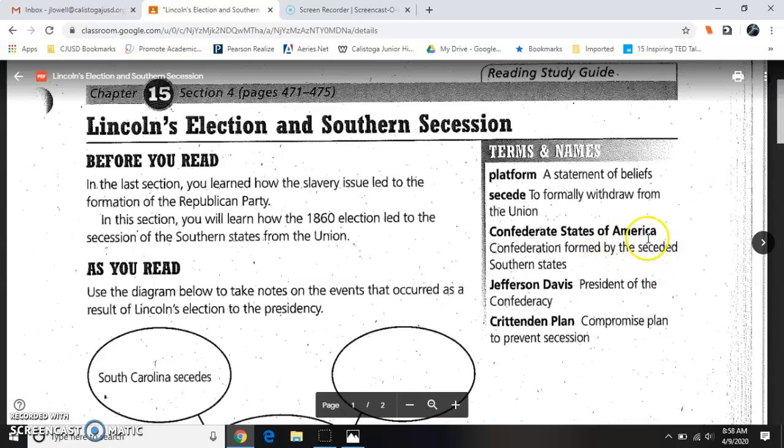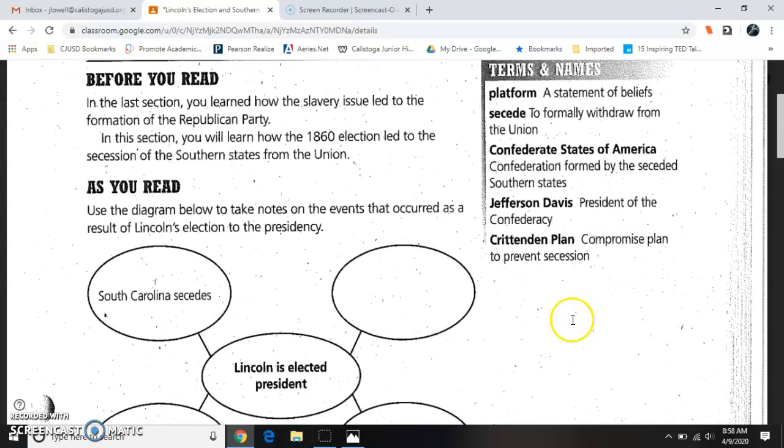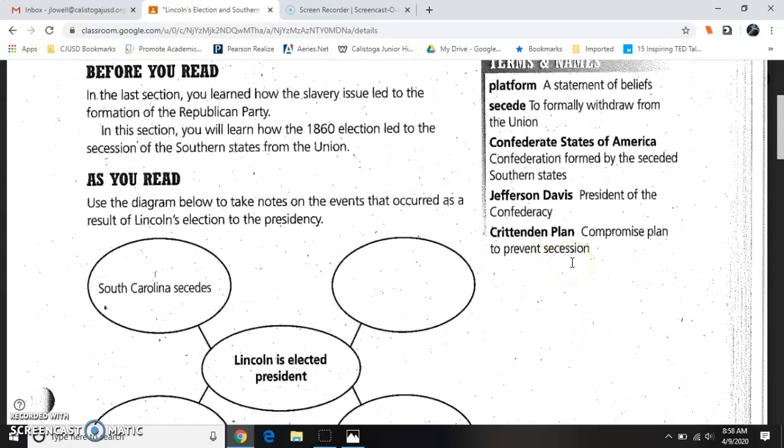The Confederate States of America was a confederation formed by the seceded southern states. We're going to talk about that today. These are the states that will break away from the Union. Jefferson Davis will become the president of this Confederacy, or Confederate States of America. And lastly, there's the Crittenden Plan, which was a last-minute effort to prevent secession and the breaking up of the Union.